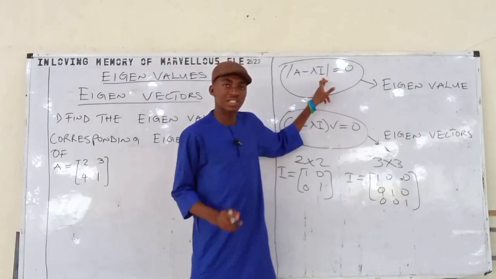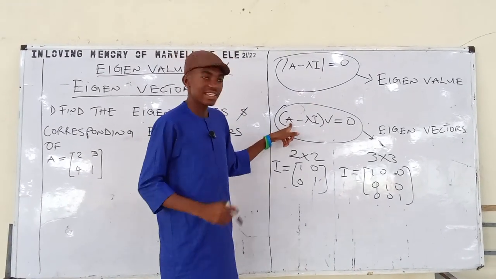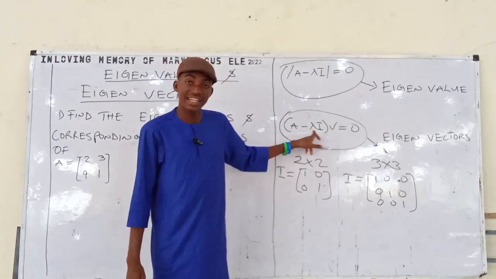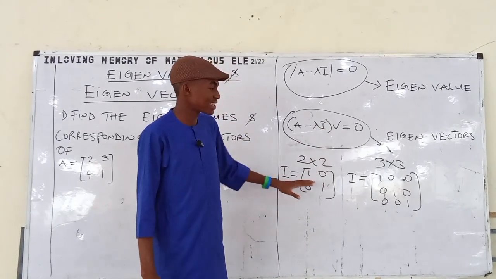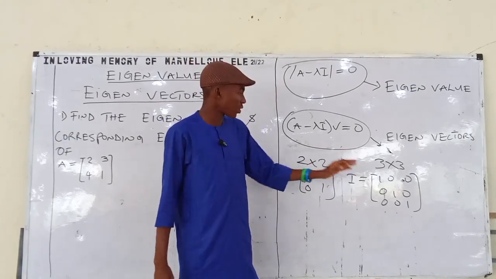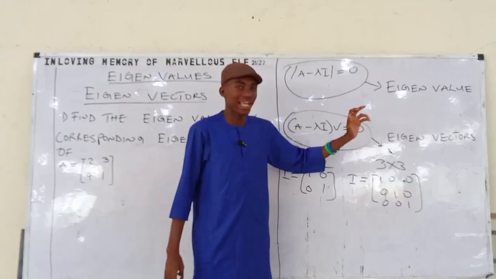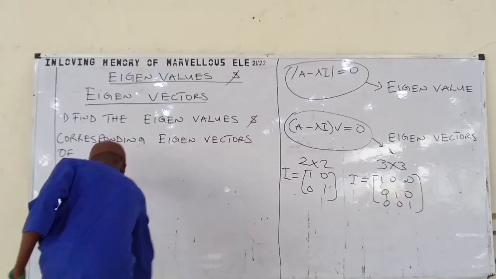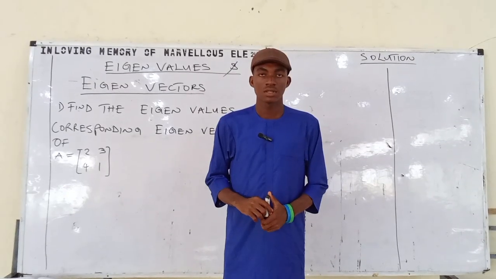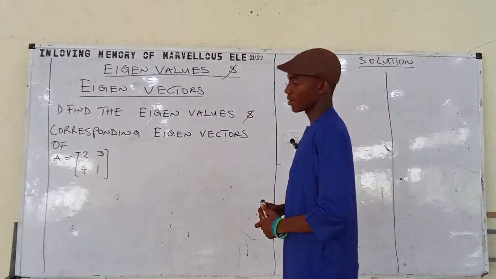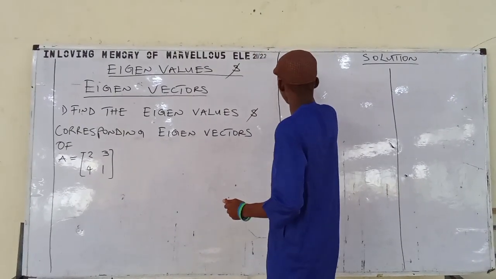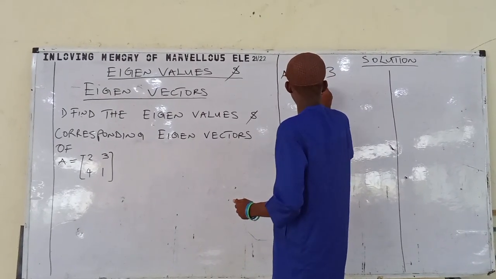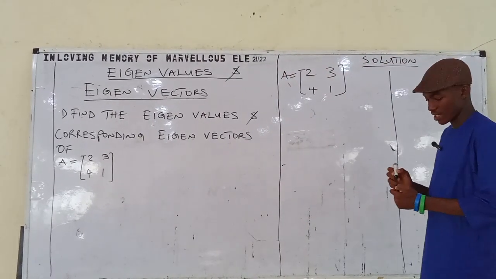This is the identity matrix for a 2 by 2 matrix and a 3 by 3 matrix. So I stands for what? The identity matrix. A stands for your matrix, lambda stands for your eigenvalue, I stands for your identity matrix, either 2 by 2 or 3 by 3, and V stands for your eigenvector. So now let's attempt this question together. We have our matrix A here. A equals 2, 3, 4, and 1. This is our matrix A.